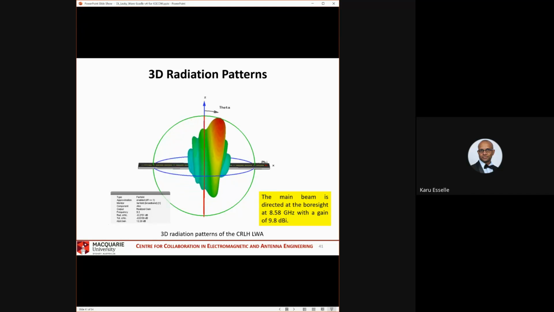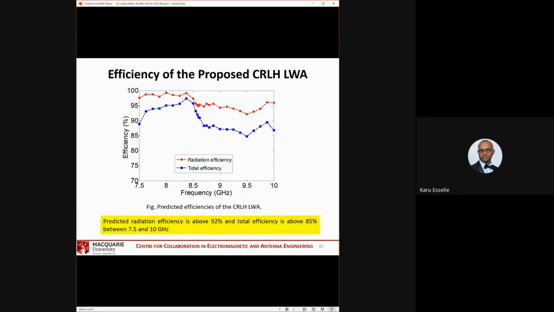So at 8.58 gigahertz, the beam direction is theta equals 0, broadside, and still you're getting a gain of 9.8 dBi. For this purpose we need composite left and right. Some frequencies the transmission line behaves as left-handed, some frequencies as right-handed. It changes hand at this frequency, 8.58. There are a lot of papers written about this, including our paper, so you can find some details.